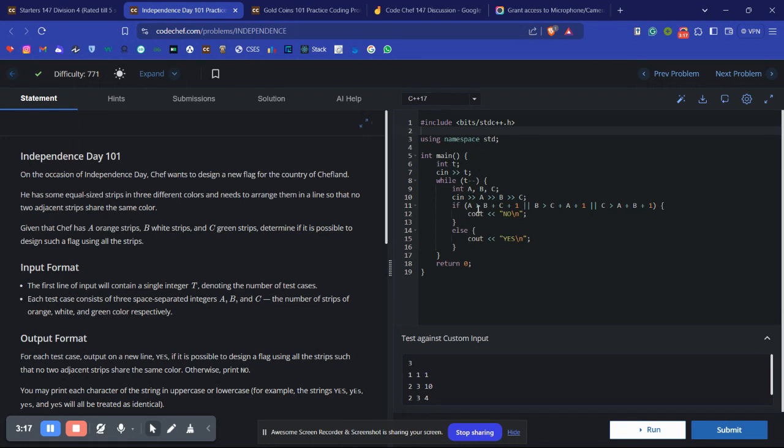If A is equal to B plus C plus 1, then it is possible to avoid placing same color strips adjacently. Let me show you a quick example.